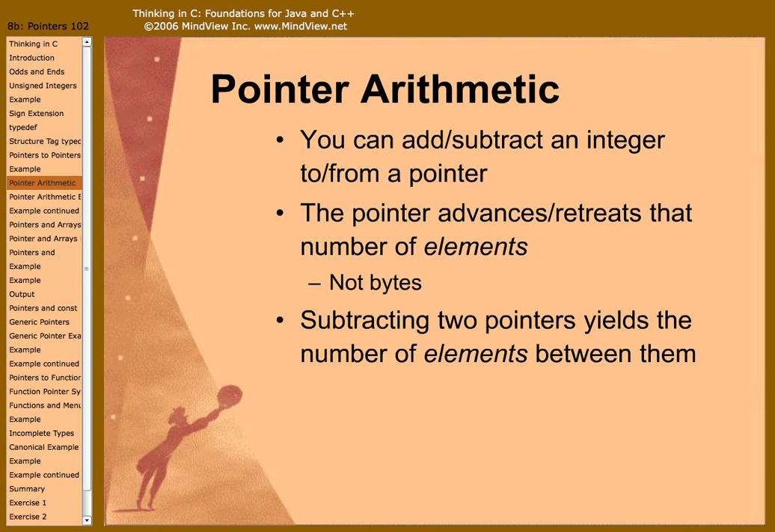And that's why it's important that the system knows what type of object a pointer is pointing to. Otherwise, it doesn't know how far to advance it, because it advances by elements. Conversely, you can take 2 pointers and subtract them, and what it gives you is not the number of bytes between the elements that are being pointed at, but it gives you the number of elements between them.